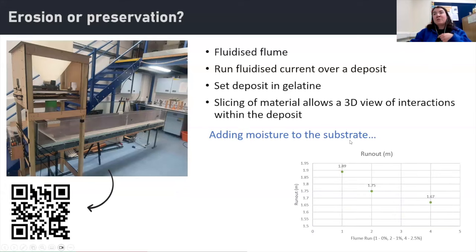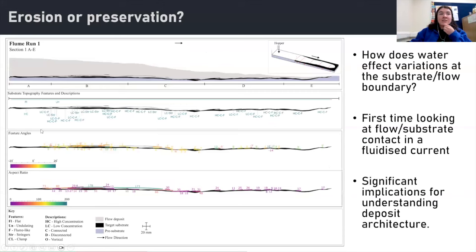And we also added moisture to the substrate and completed these, and this is a graph just showing how runout reduces with increasing moisture content in the substrate. And this is what this looks like. So this is one of my sections of my flume. So this is our deposit.